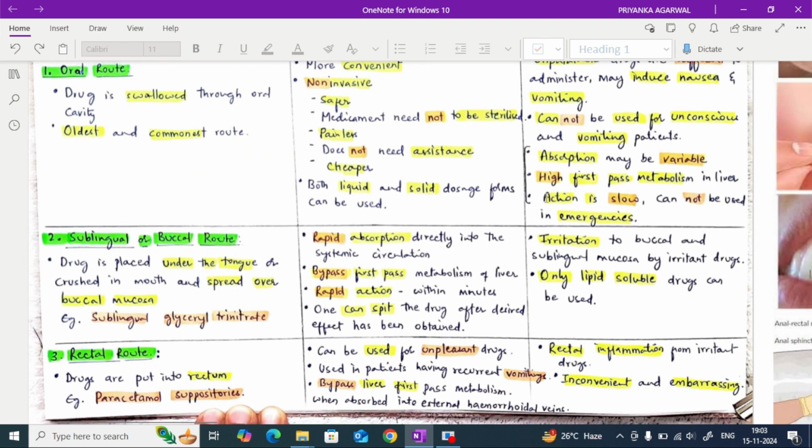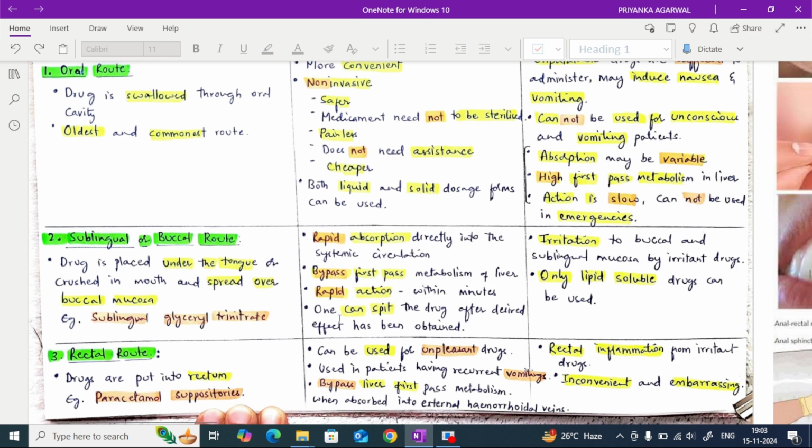So these last 3 points have to be written here in opposite. Okay. So here absorption is variable, right? Here it is rapid absorption, because the drug is directly absorbed into the systemic circulation. Now here it bypasses first pass metabolism of the liver, because the drug is not reaching the stomach and not crossing the liver. Now because of these two reasons, rapid action will be there within minutes.